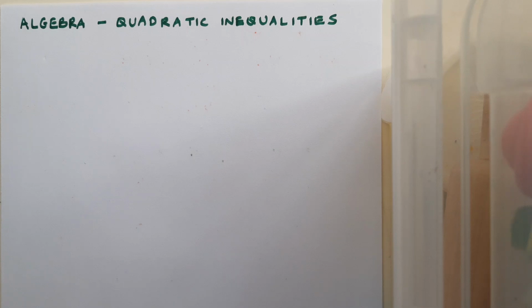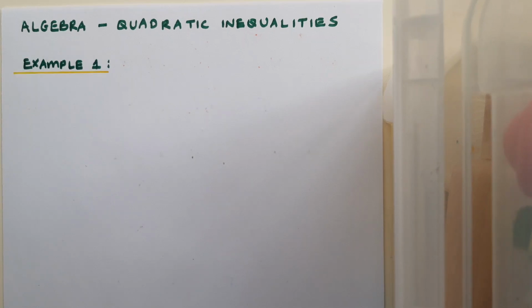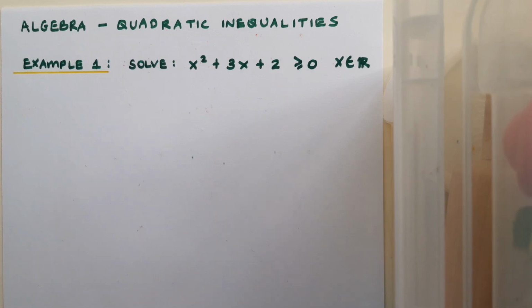This is an algebra video with a focus on quadratic inequalities. So let's have a look at an example of a quadratic inequality and how to solve it. So we would have a question that looks something like this. Solve x squared plus 3x plus 2 is greater than or equal to 0, x is an element of R.